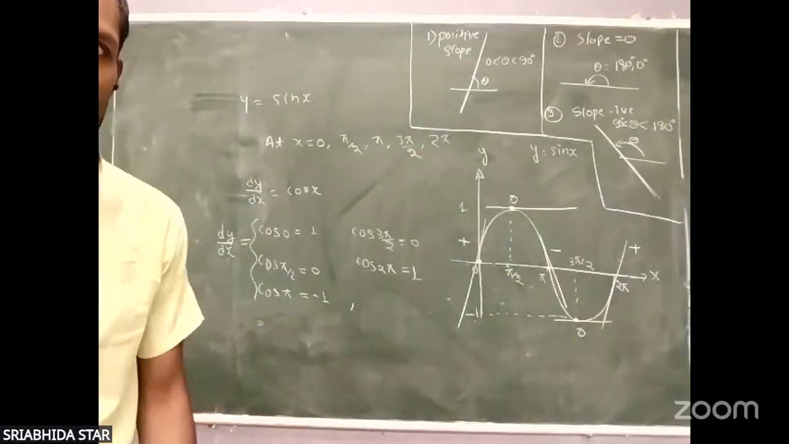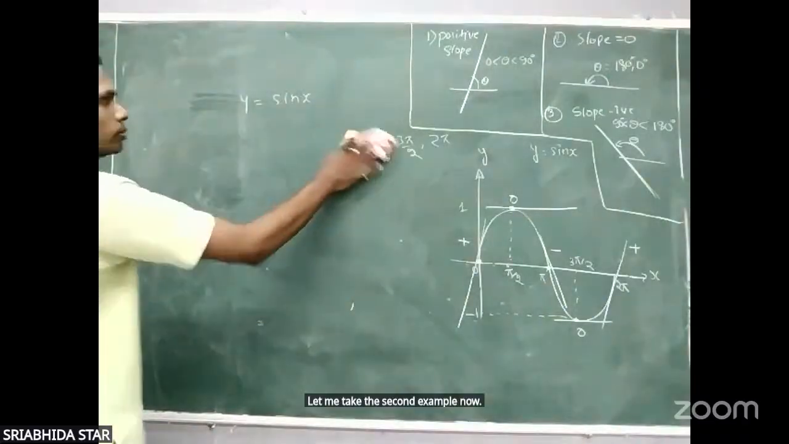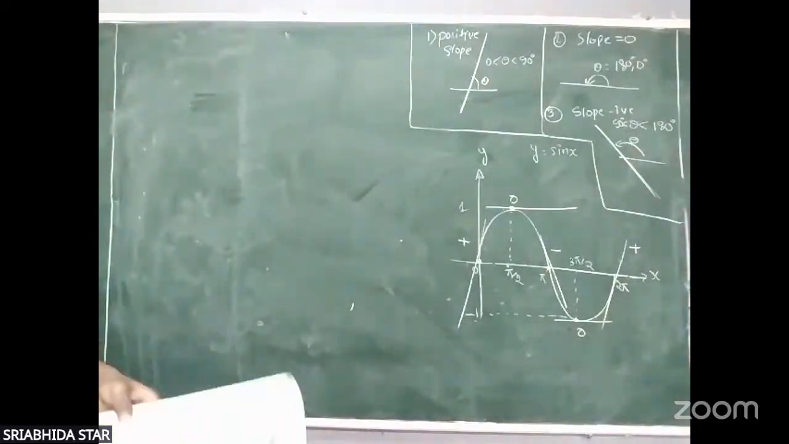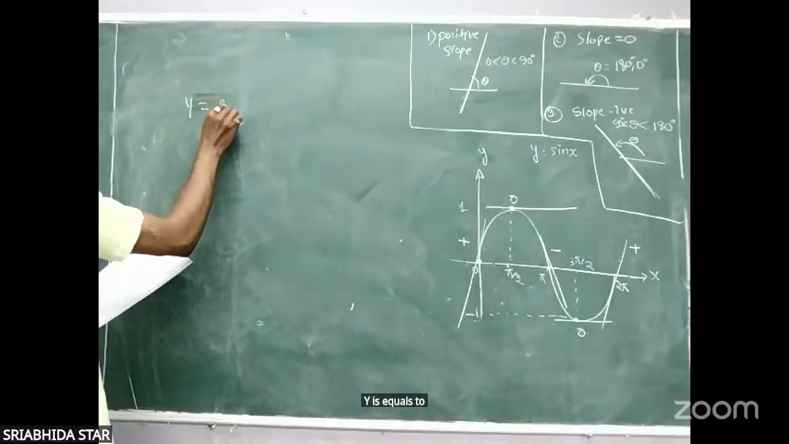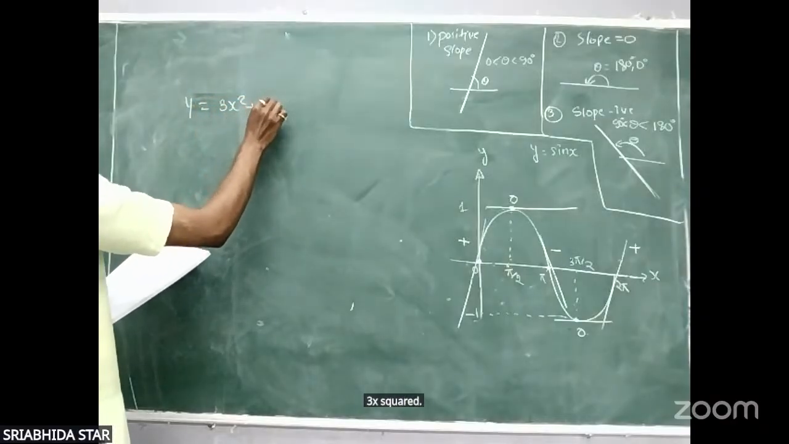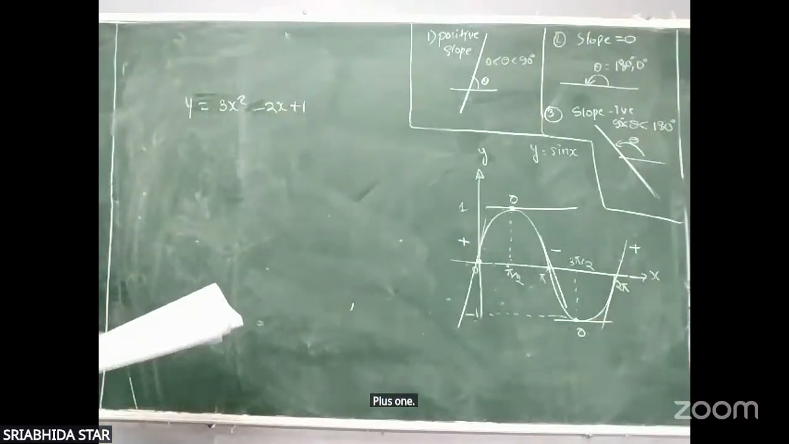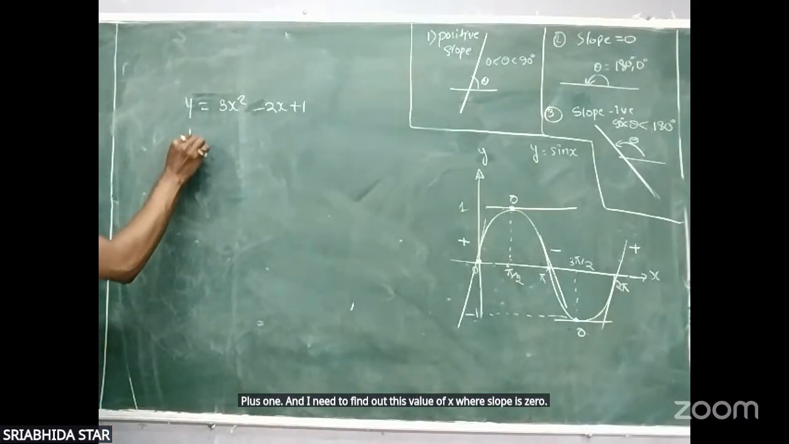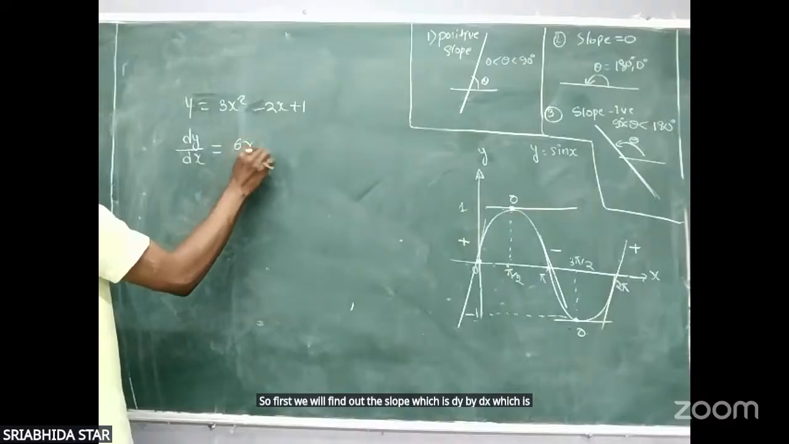Let me take the second example now. y is equal to 3x squared minus 2x plus 1, and I need to find the value of x where the slope is 0. First we will find the slope, which is dy by dx, which is equal to 6x minus 2. Very good. 1 by 3 is the answer.